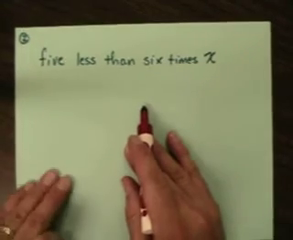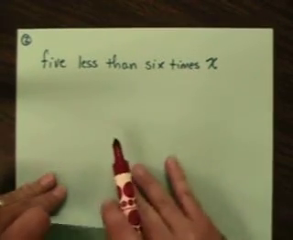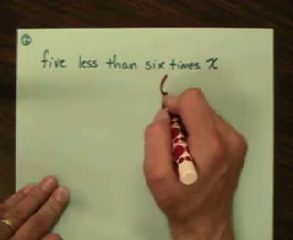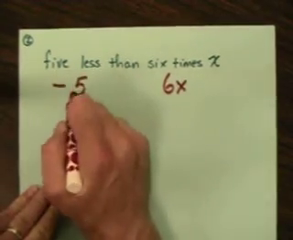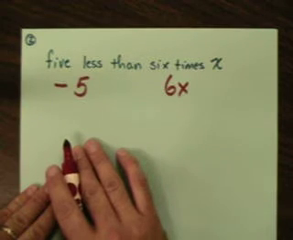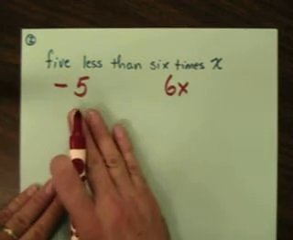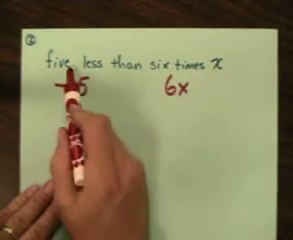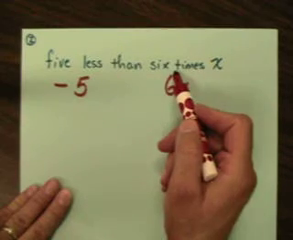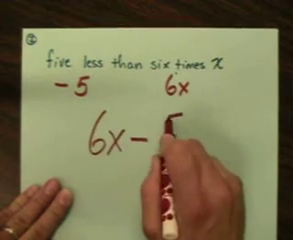Okay, 5 less than 6 times x. 6x, so that's what 6 times x is. 5 less is minus 5. Okay, what am I subtracting? Am I subtracting 6x from 5, or am I subtracting 5 from 6x? So it's 5 less than that. So it's going to be 6x minus 5.